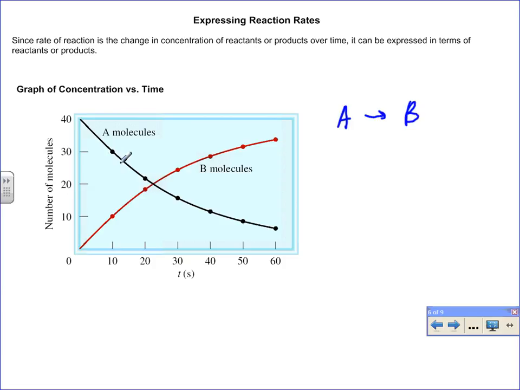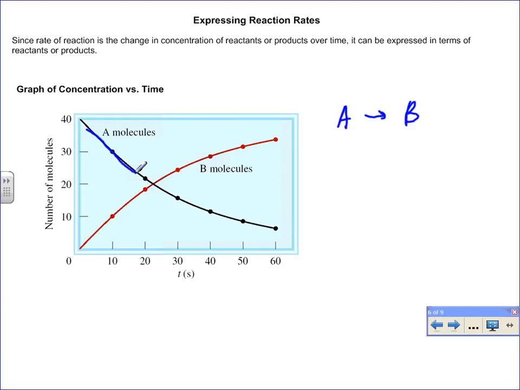Now, the rate of the reaction, or the change in concentration of the substance with respect to time, is actually going to be the slope of the tangent at a given moment of time. So if we want the rate of reaction, we need to take the slope of the tangent.